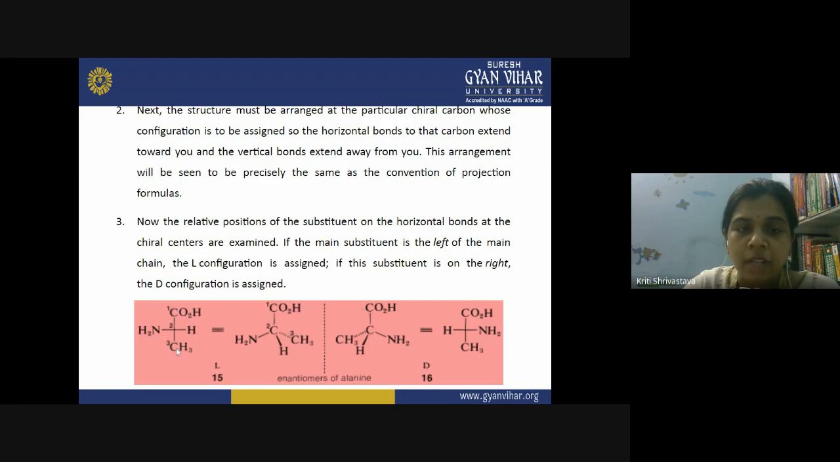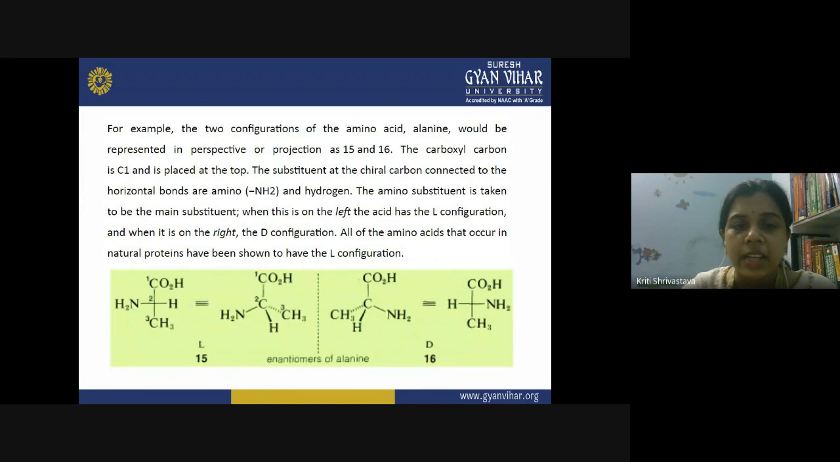Because it is part of the carbon chain, it is on the vertical line, right? So you should remember that we are concerned only with the group on the horizontal line, that is the substituent group. This was the simple case of alanine. Now take another example. Two configurations.